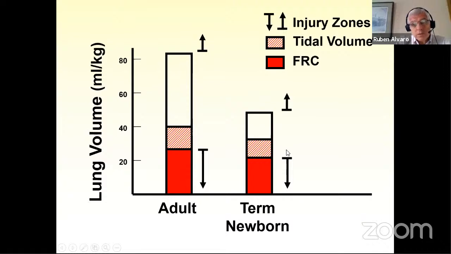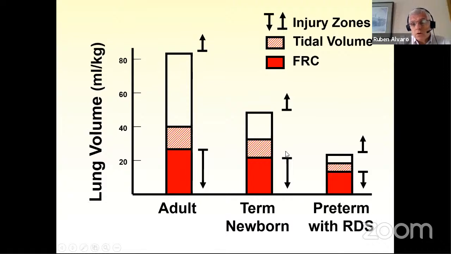But when you look at the preterm infants, look at that. You only have 5 or 10 mLs per kilo to work with. So it's extremely difficult, if not impossible, to try to maintain ventilation and lung volume within this very, very narrow range in a preterm infant. That's why it's very difficult to avoid lung injury when you're using conventional tidal breaths like we do with a conventional ventilator.